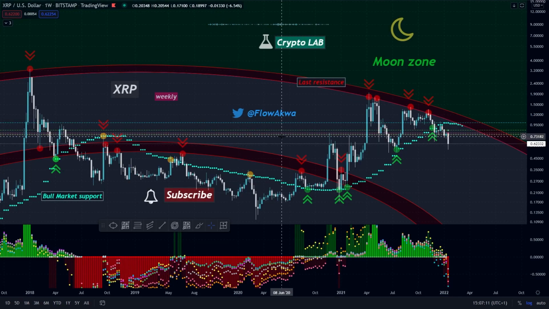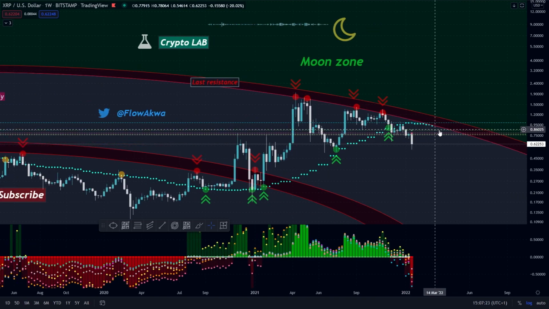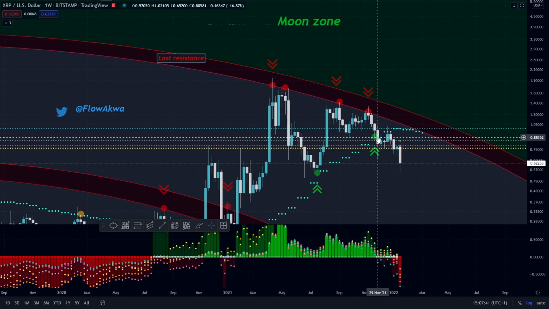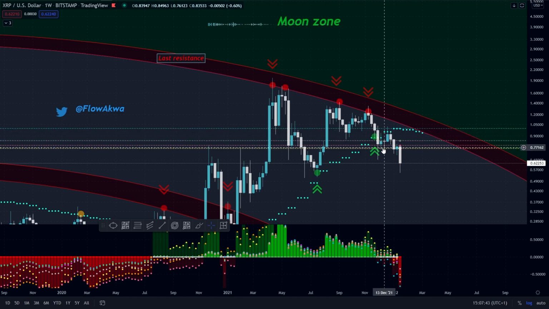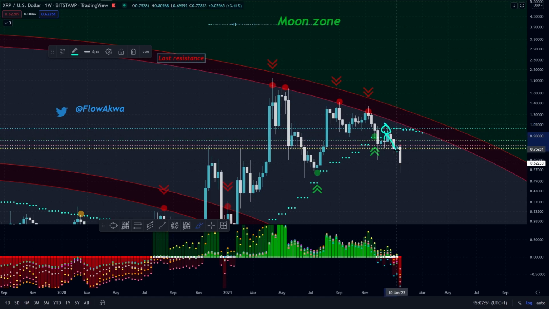We know that this chart is telling us that XRP is in a bear market. Why? Because the blue line is the bull bear market line, and as you know, since the very beginning of December last year, we crossed the bull bear market line, and ever since we've been below it. And as you can notice, we crossed it, then we used it as a resistance before going lower.